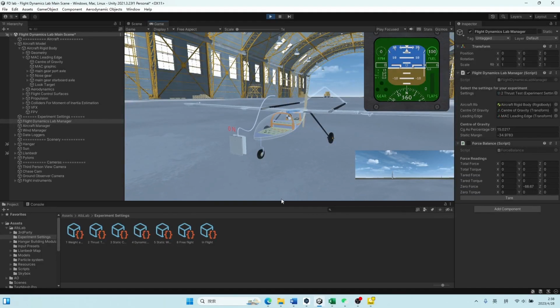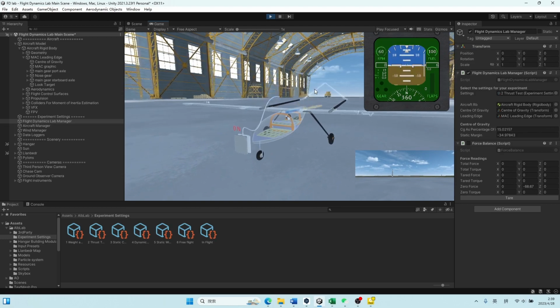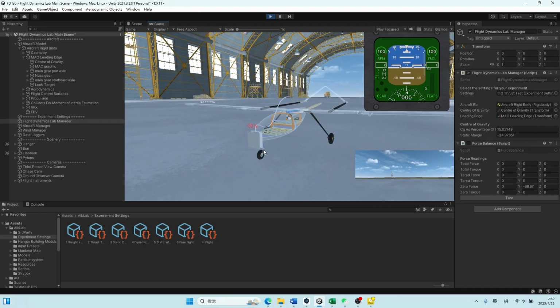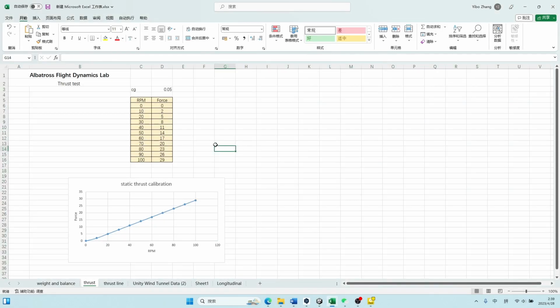Part 2 is the thruster test. We can see there is a load scale in front of the aircraft and the RPM showing in the top right corner. Let's record the forces at different RPM. First, when RPM is 100%, the force is 29 Newtons, and we record this data to Excel. The Excel shows several different forces at different RPM. Let's have a plot. The x-axis is RPM, the y-axis is force.